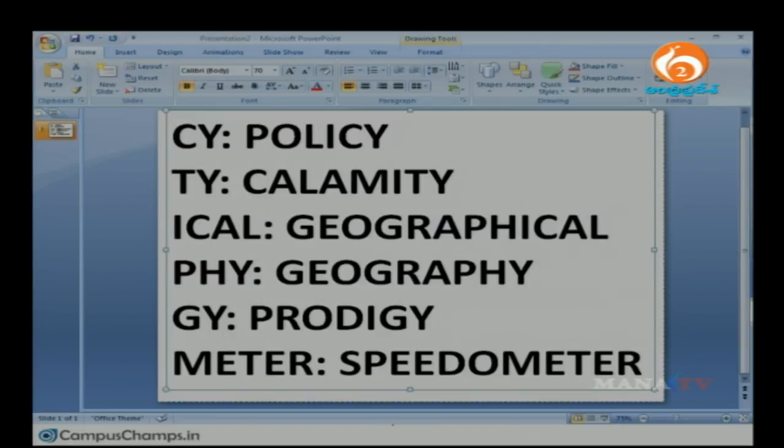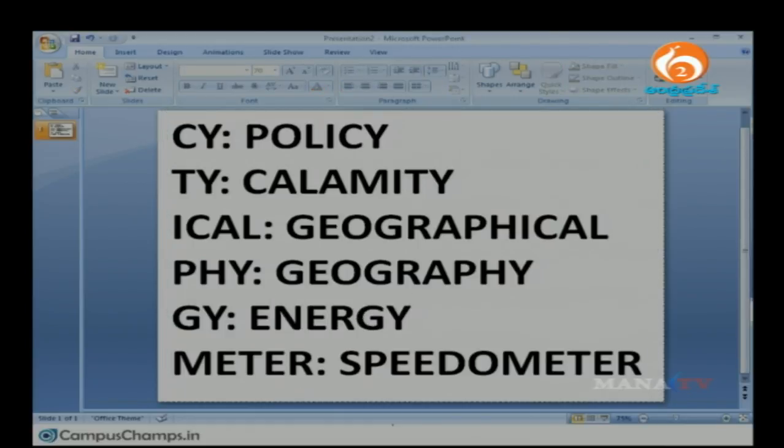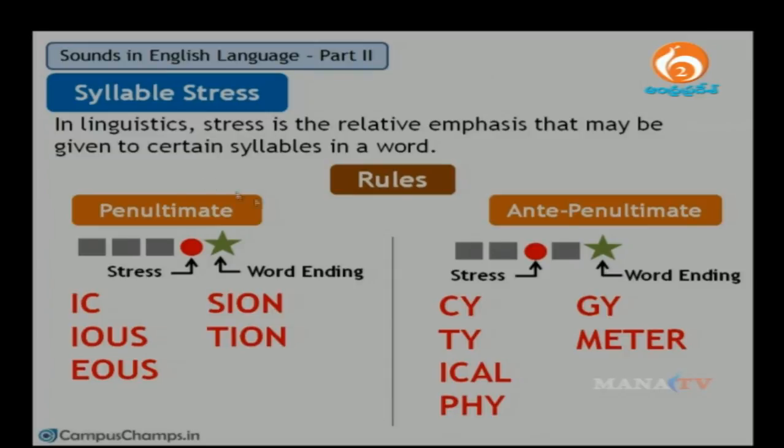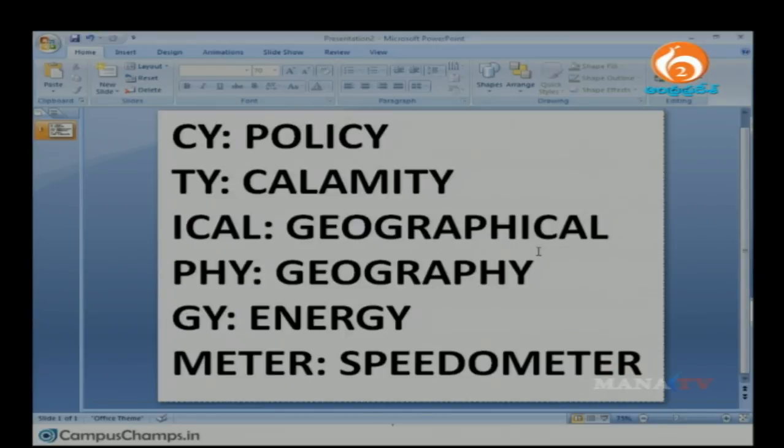It's pronounced as speedometer, with the stress earlier in the word. Now you will understand why. Alright. So what does the rule say? The rule says if you have any word that is ending with these word endings, the stress has to be on the third last syllable, or antepenultimate syllable. Alright. So let's take quick examples and understand how it works.